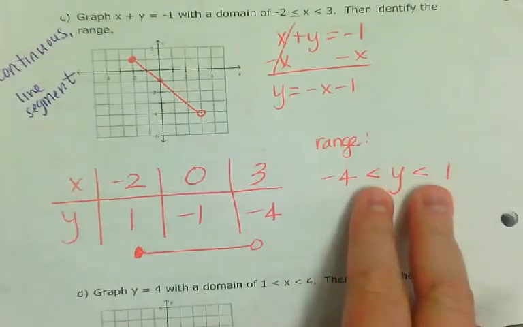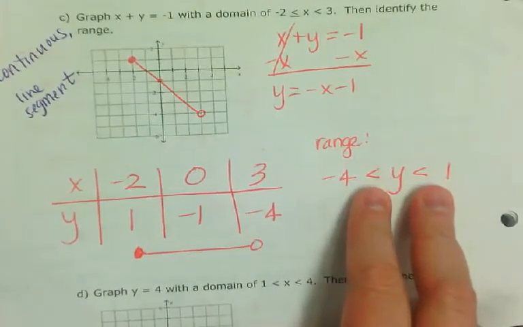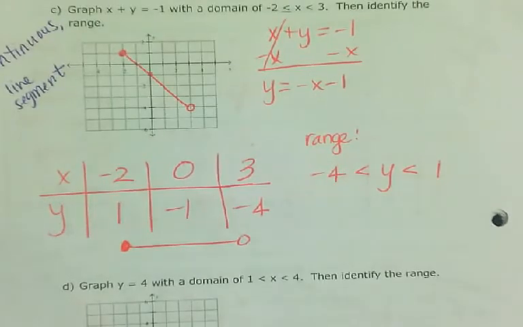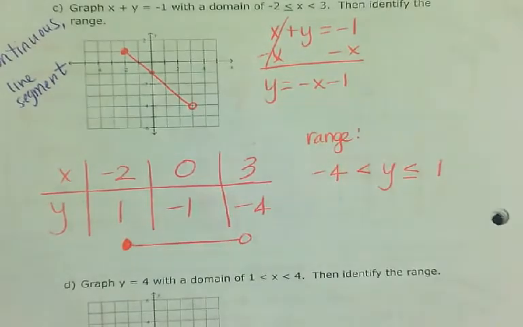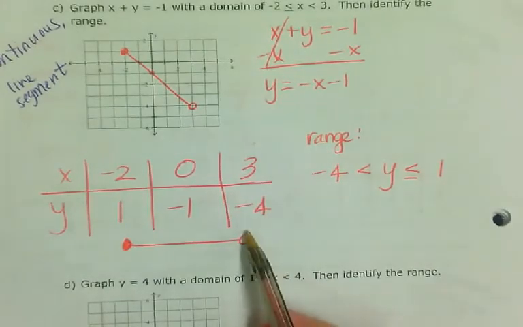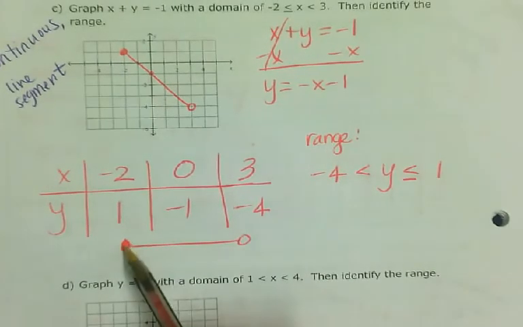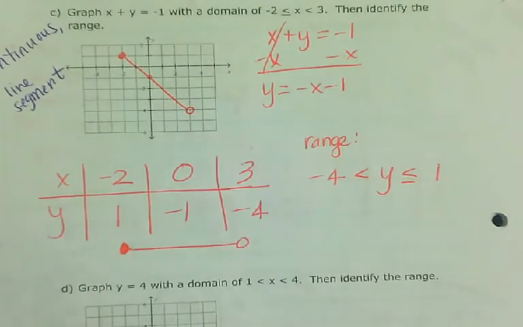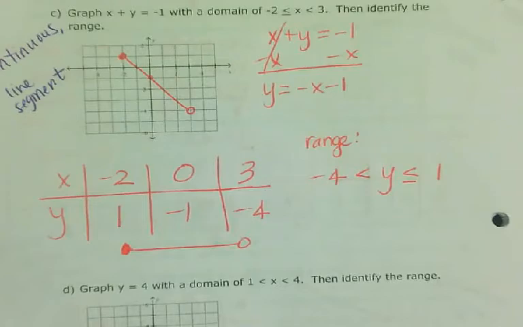I'm going to have 2 less than symbols, because if I write least to greatest, they will always be less than symbols. Which one gets the line? The 1 or the -4? The 1. Okay, remember, this one had the open circle. This one has the positive circle. If your slope is negative, the lines will switch spots when you compare the domain to the range.